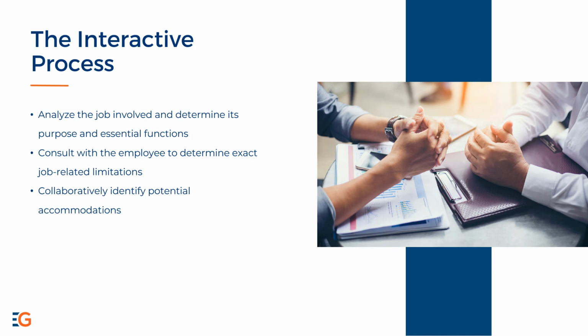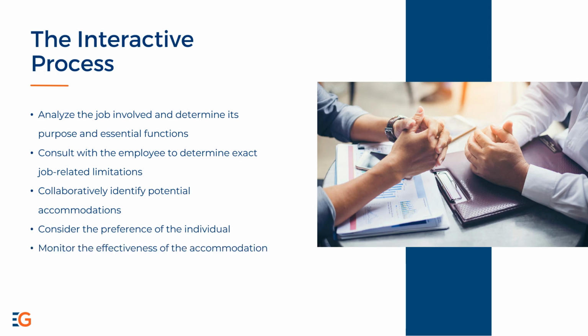Collaboratively identify potential accommodations and assess the effectiveness each would have in enabling the individual to perform the essential functions of the position. Consider the preference of the individual to be accommodated. Select and implement the most appropriate accommodation for both the employee and the employer. Monitor the effectiveness of the accommodation by following up with the employee to ensure they're comfortable.